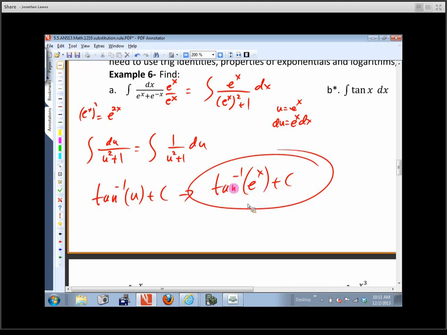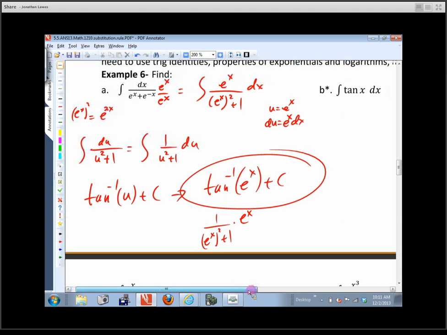If we found the derivative of this, take a good look at this. We know how to differentiate tangent inverse. It would be 1 over whatever we're taking the tangent inverse of squared plus 1, and then times the derivative of whatever we were taking the tangent inverse of, which is e to the x, so the derivative there is e to the x. And then you can see right there. Okay, so we've got the right answer on that one. Any questions?